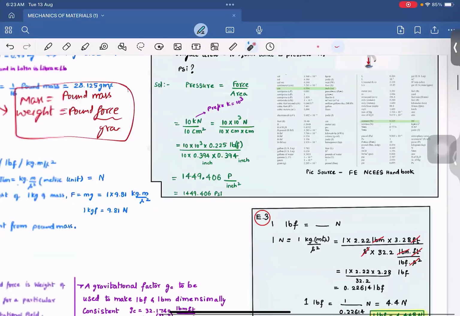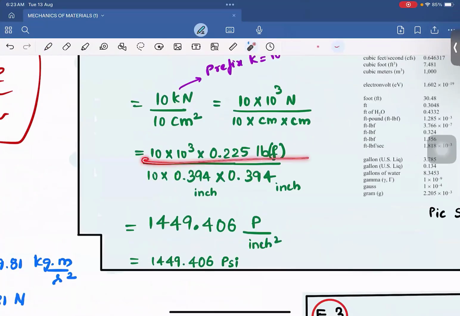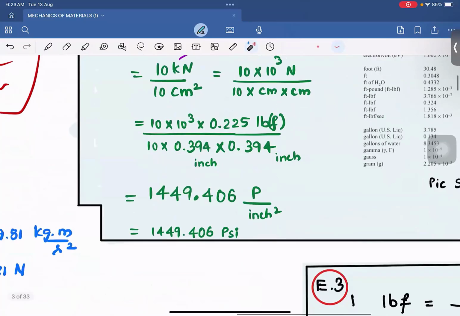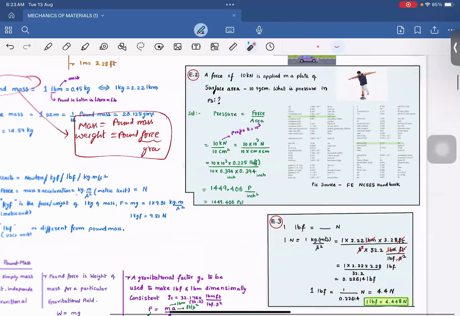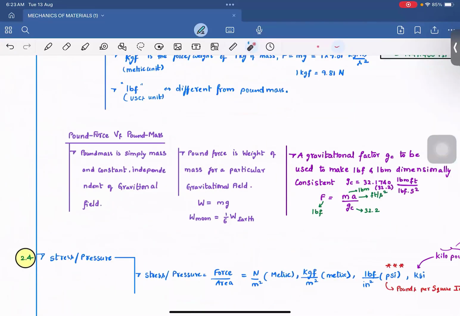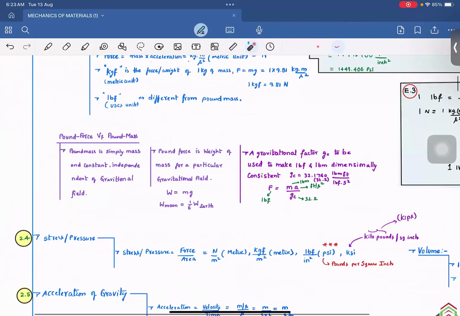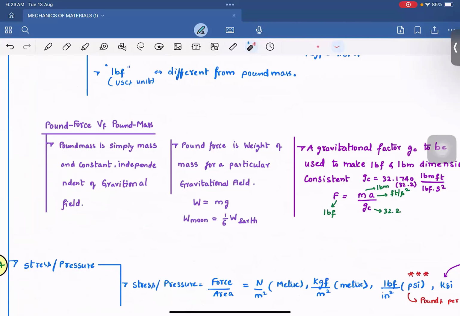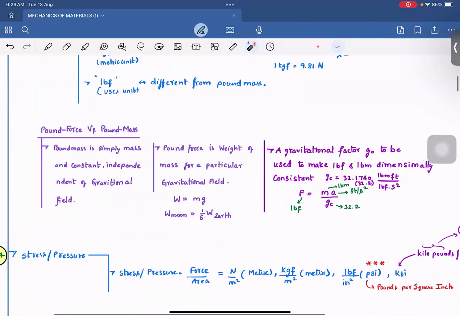So using the calculator, you will feed all this data, and you will get the answer as 144.9 pounds per inch square, and its shortcut is PSI. That's it. Is it clear? Yes. Okay. Any doubts till now? Nothing for now. Okay.